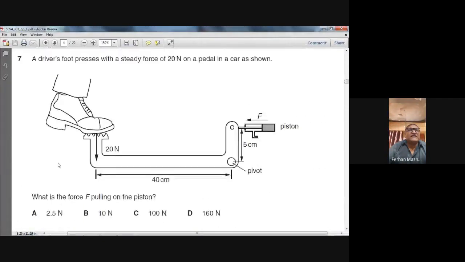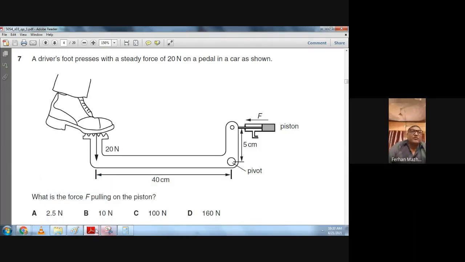A driver's foot presses with a steady force of 20 Newton on a pedal in a car as shown. What is the force pulling on the piston? So here, whatever the turning effect or the moment produced here, the same will be the moment produced here. Here the moment produced will be 20 multiply 40. Here the moment produced will be F multiply 5. And they both should be equal to each other.